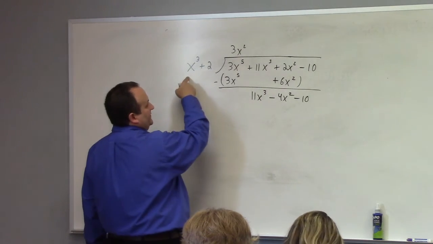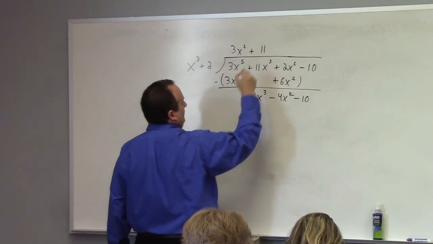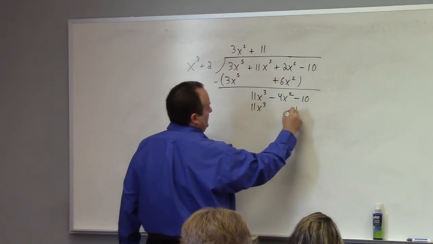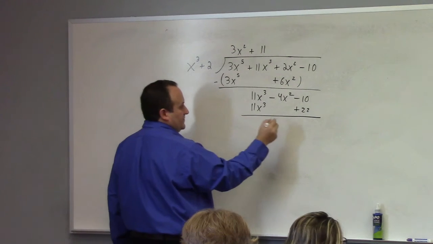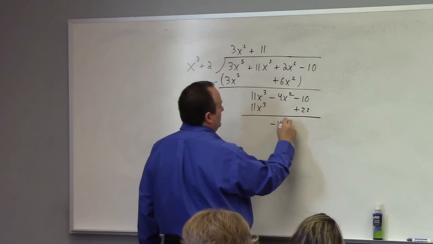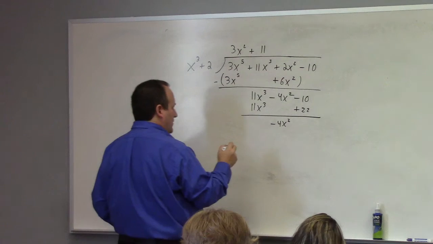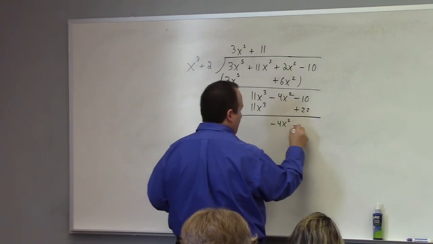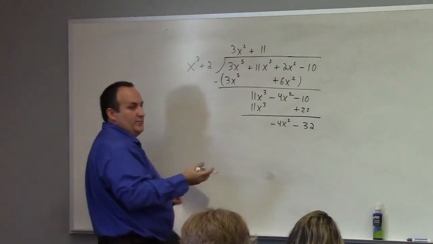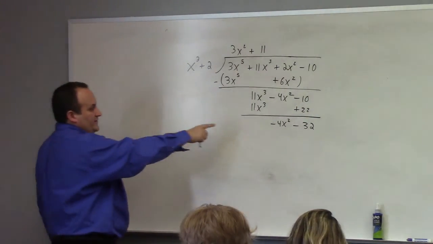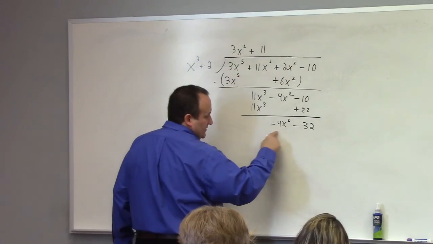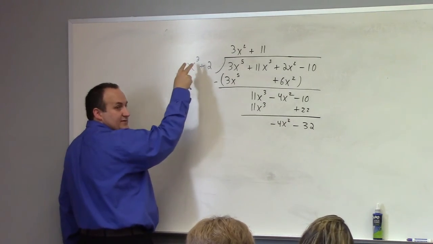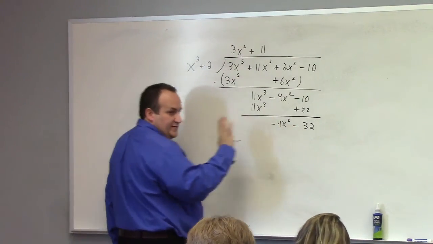To get an 11 from this, I just do plus 11. And that gives me 11x cubed plus 22. Subtract those, we get minus 4x squared. Have I made a mistake? Nope, nope. Minus 4x squared minus 32. I'm always thinking of another problem. And at this point, we're done. When the last remainder here has degree smaller than your divisor, here is degree 3, this is degree 2, that means you're done.